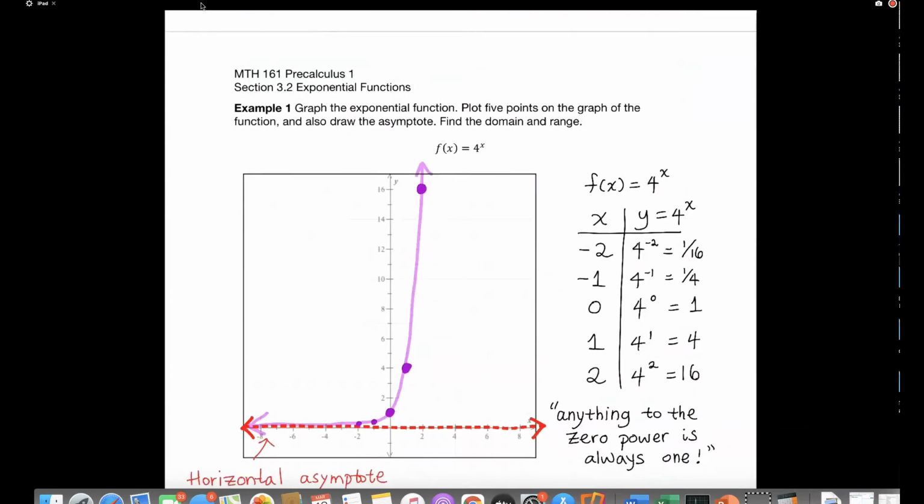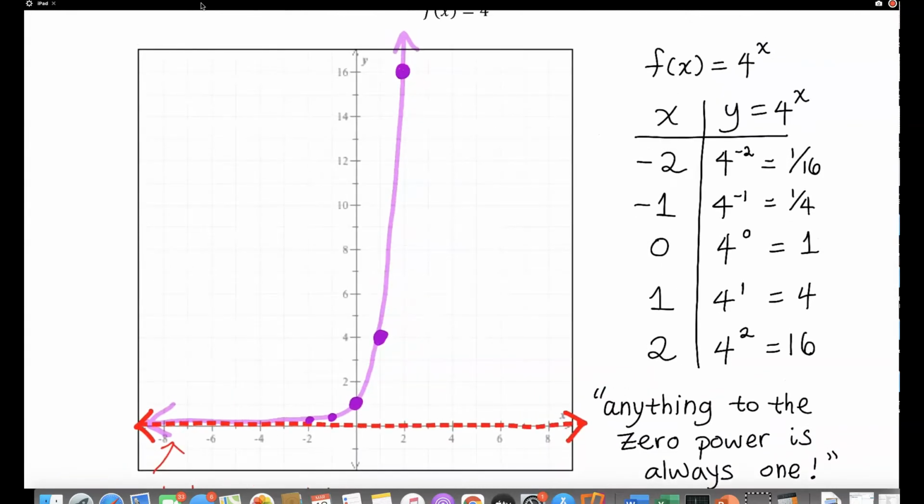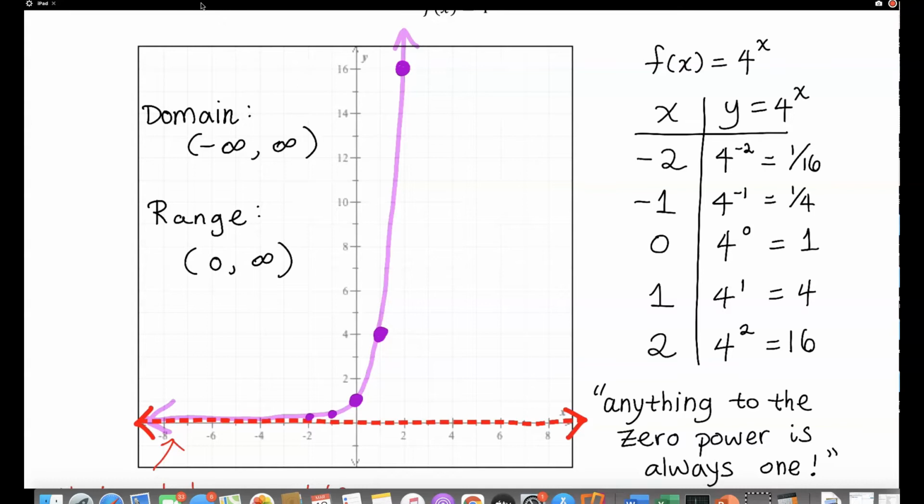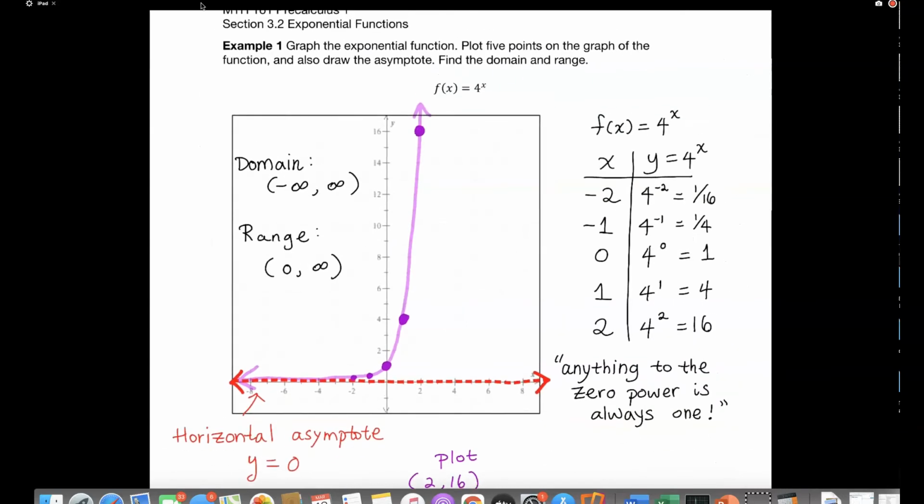And we can also see that from this graph, how the graph does not go below the x-axis, right? So the smallest y value that it is approaching is 0. So let me just write the domain and range next to this picture here, okay? So the domain is from negative infinity to positive infinity. The range is from 0 to positive infinity. Because it's never touching 0, I am using a parenthesis. I'm not using a square bracket because it's approaching 0, but it's not touching 0. So that is it for example number 1, graphing.